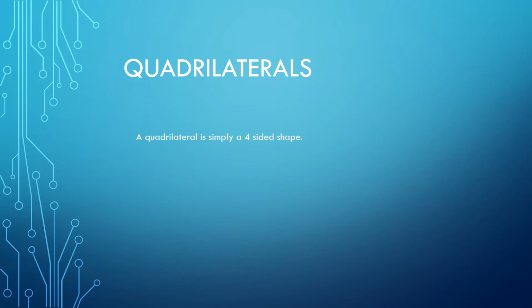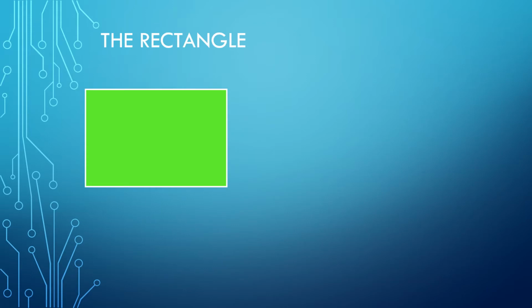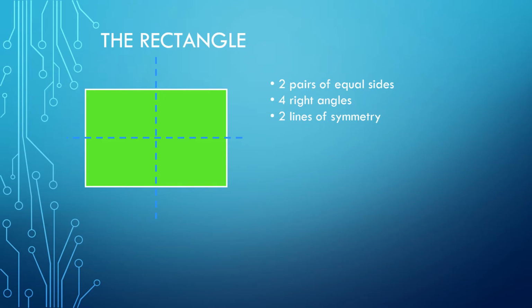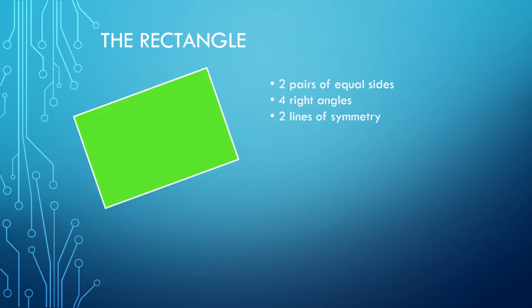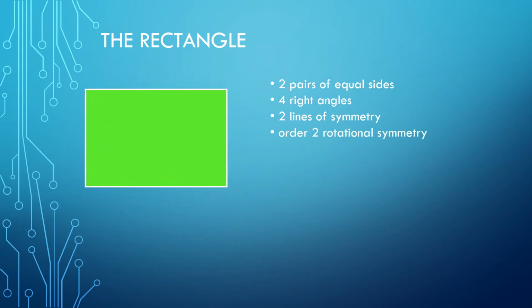Okay, so first one we are going to look at is the rectangle. Some facts about the rectangle then. We've got two pairs of equal sides. We've got four right angles. We've got two lines of symmetry, one straight up and down and one horizontal line there. If we rotate it round, we see it's got order 2 rotational symmetry. Again, if we don't remember our symmetry stuff, have a look at that video, make sure we're happy with that.